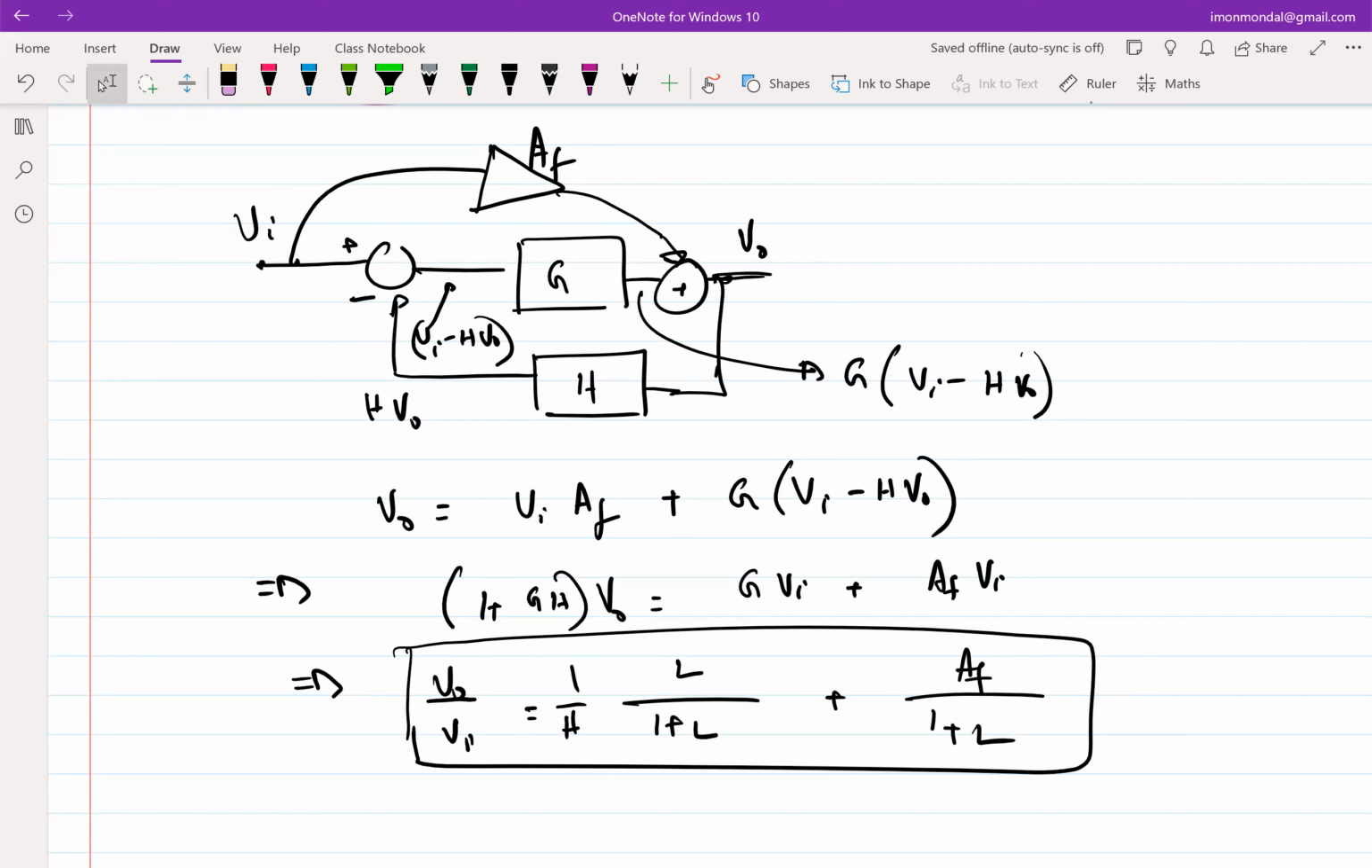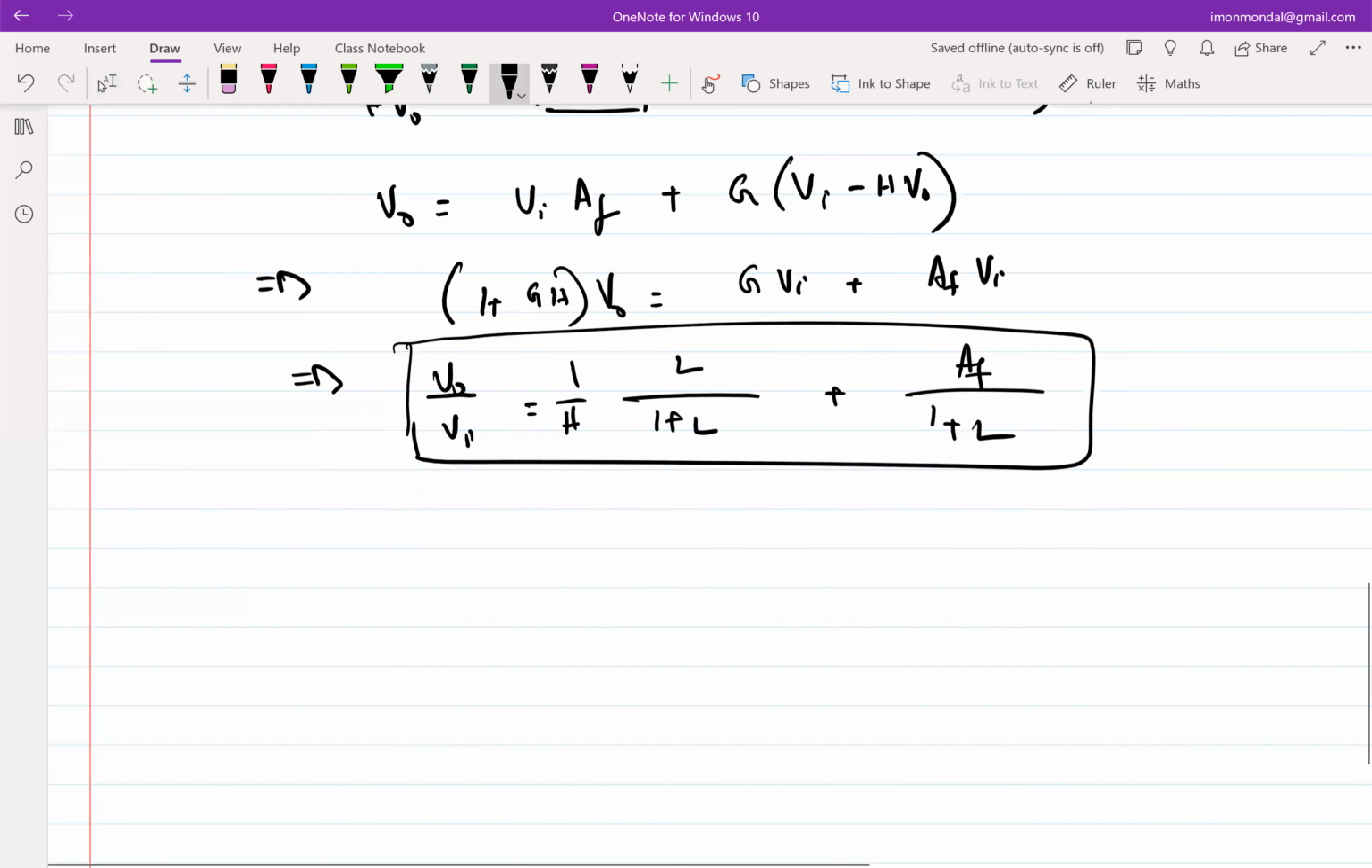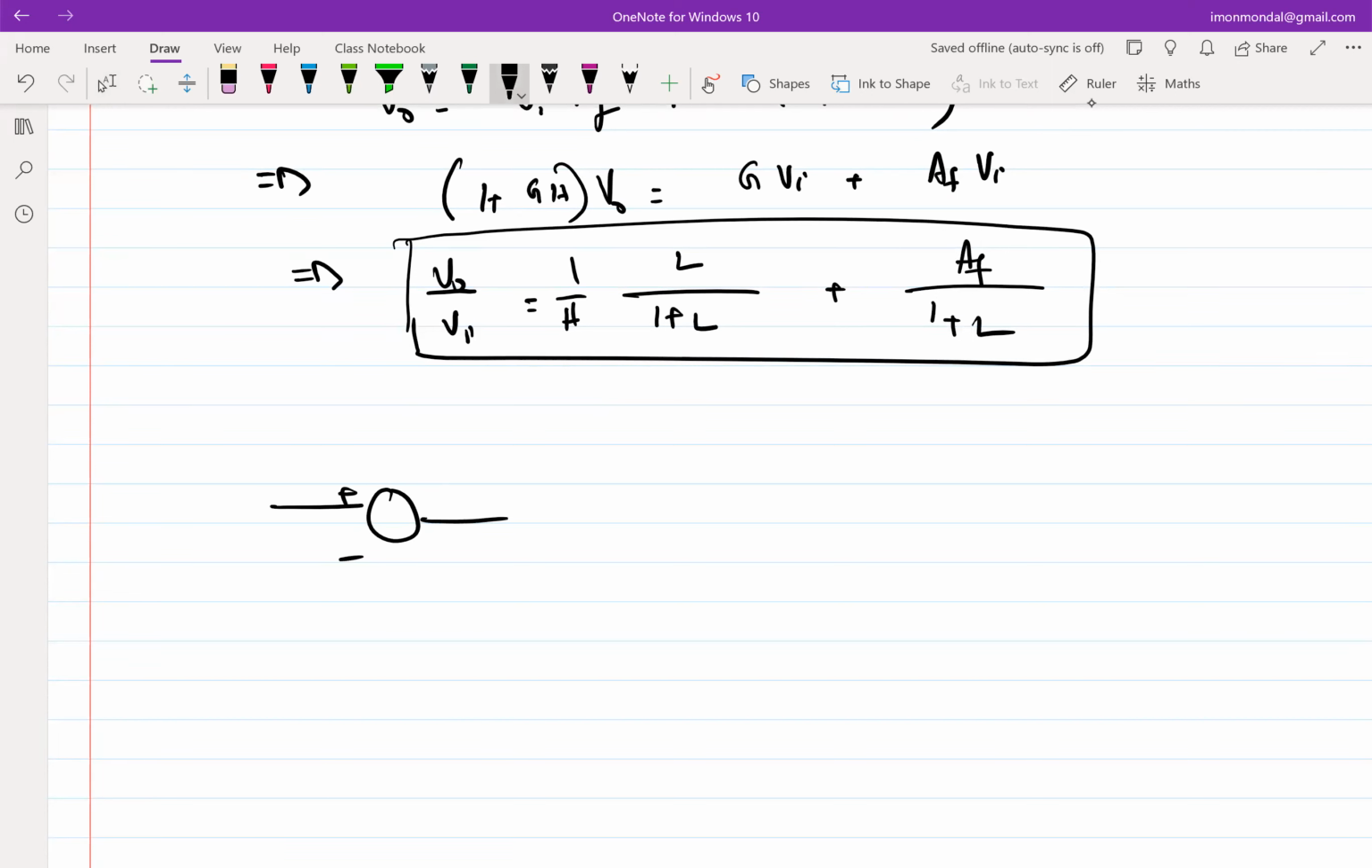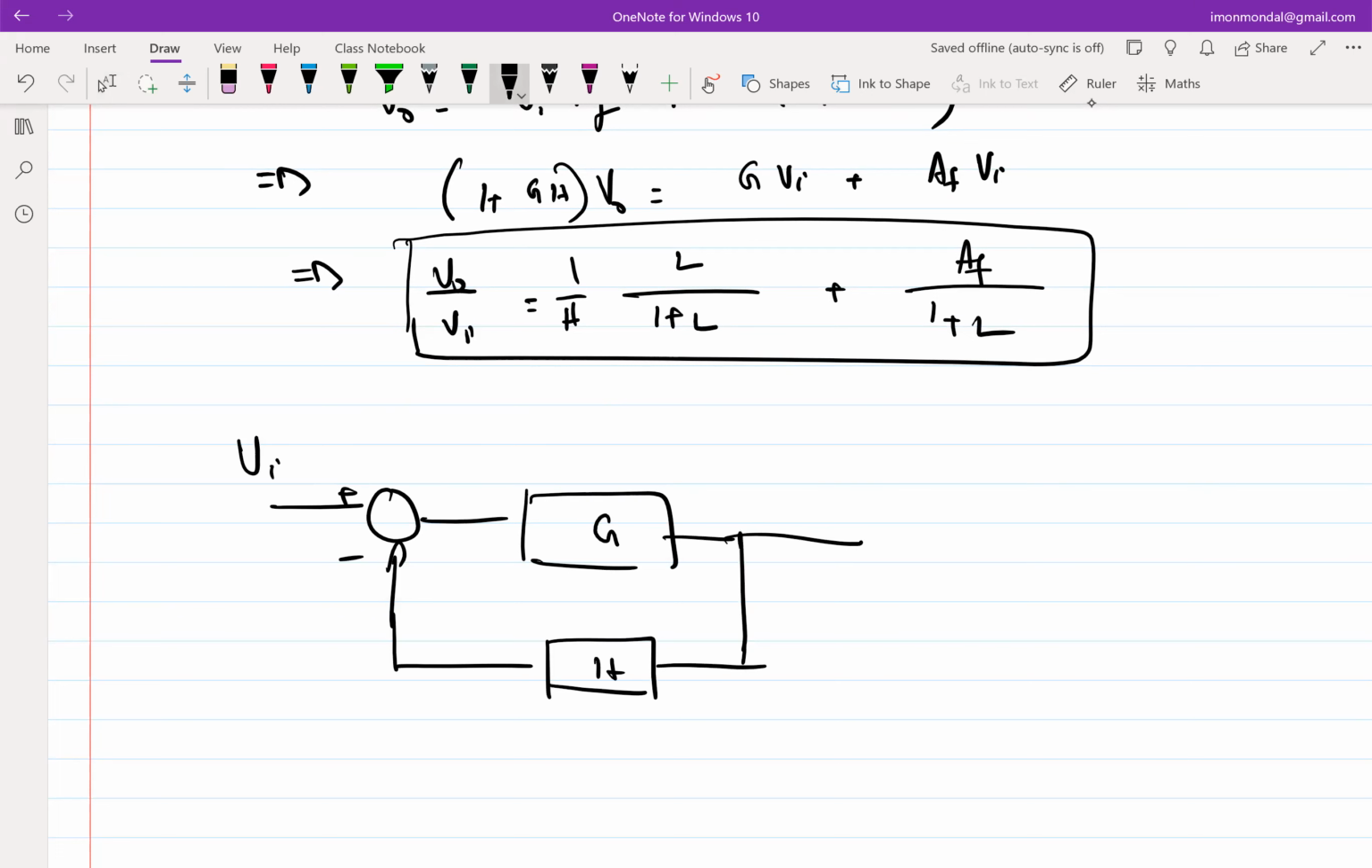The reason we again write it in this format is because, looking at this expression, what would happen if L tends to infinity? V naught over Vi will be 1 over H, right? So regardless of whether you have that extra forward path, it shouldn't play any role if the feedback network is well designed. By well designed, I mean L is very high, much larger than 1. So intuitively, does it make sense? Let's look at the network once again. Now I have a forward path.